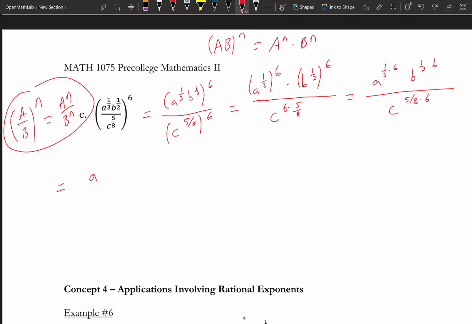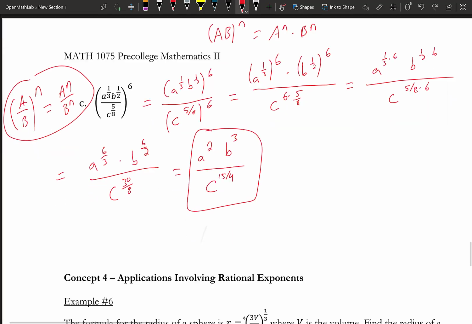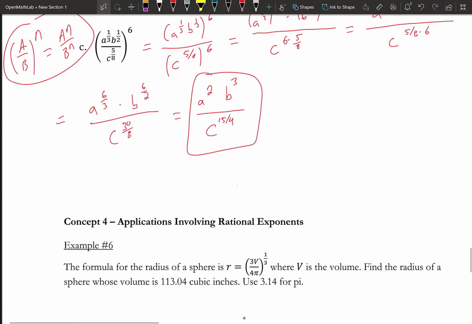So this would be a to the 6/3, times b to the 6/2, all over c to the 30/8. Then we can simplify each of these. 6 divided by 3 is just 2, and 6 divided by 2 is 3, so we get a squared times b cubed in the top. For the base c, we can divide top and bottom by 2, so that becomes c raised to the 15/4 power. That's as simplified as we can get there, just applying those rules.